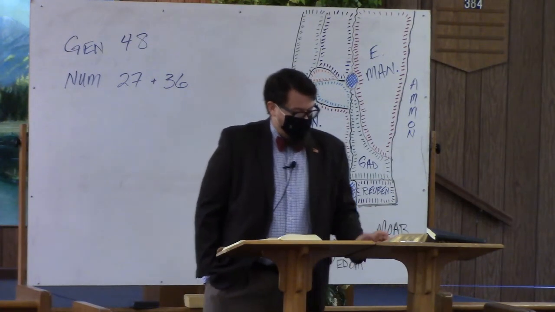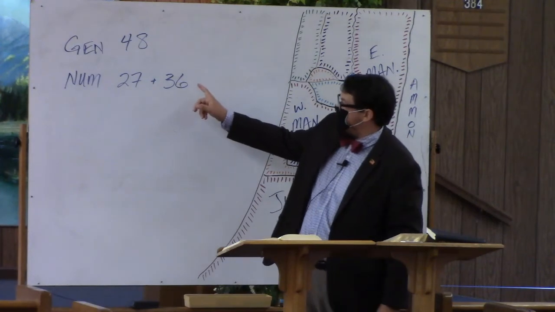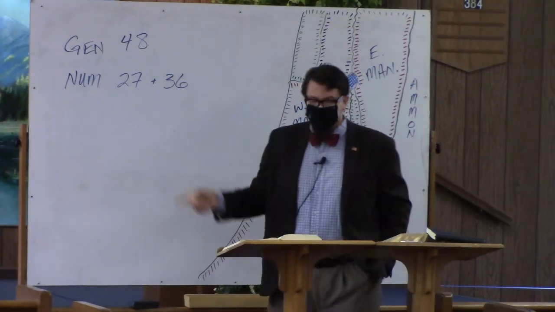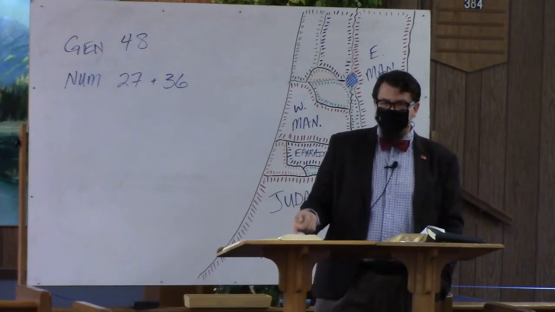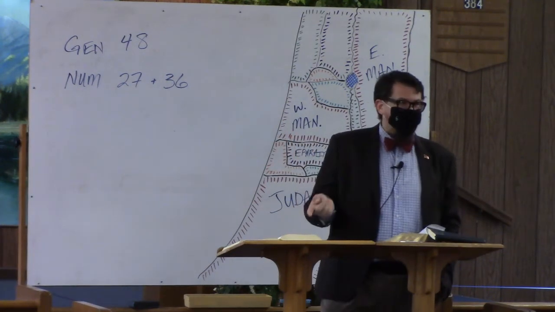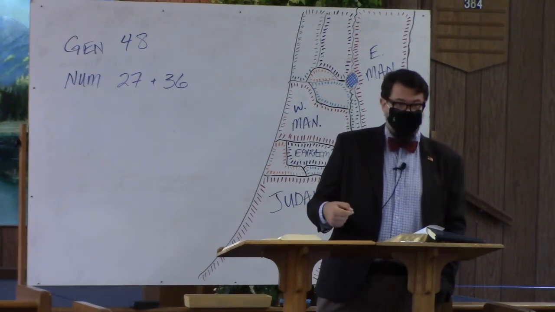That concern then gets brought back up again in Numbers 36, where the rest of the tribe of Manasseh says, hey, wait a minute. If any of these women marry outside of the tribe of Manasseh, then their land is going to end up belonging to these other tribes, and we're going to lose our inheritance.